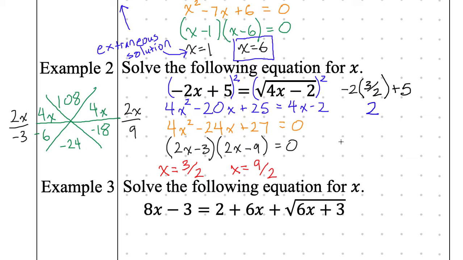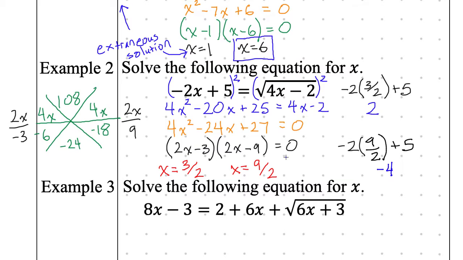So if I do negative 2, I'm just rewriting the left-hand side up here. Negative 2x plus 5, so negative 2 times 9 halves plus 5. What is negative 2 times 9 halves? And negative 9 plus 5 is negative 4. And I cannot have a negative. I'm not allowed to have a negative on the left-hand side because it's impossible for me to have a negative out of a square root. The square root will always be positive.